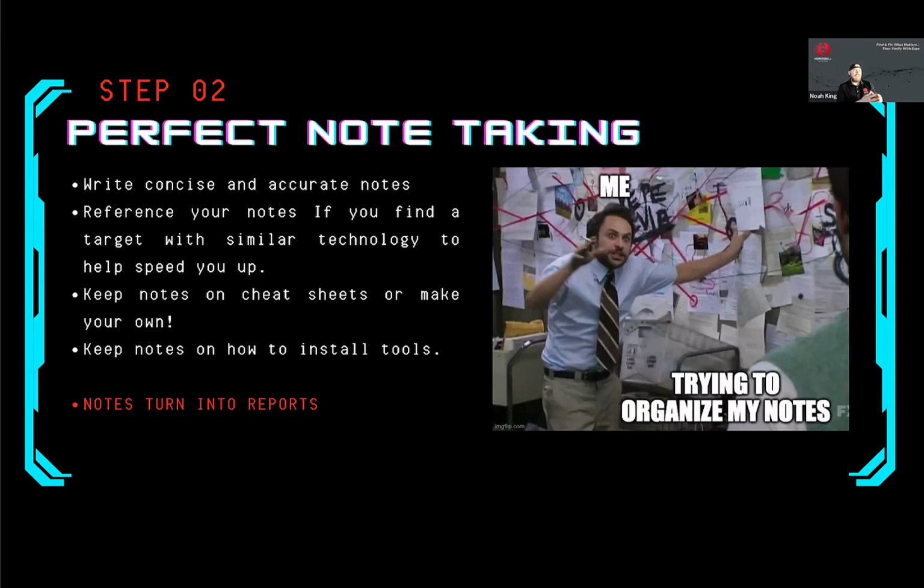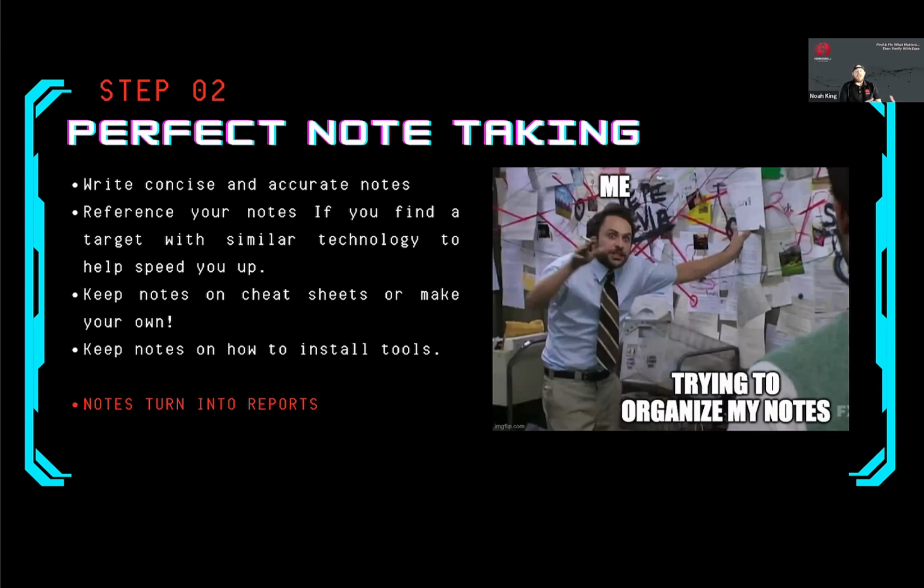What's helpful about that is if you take notes consistently in the OSCP lab, you have all of these notes from all these machines. You'll probably sometimes run into something similar. So if you exploit Apache on one machine, you might run into Apache again. And having notes to reference back to is super helpful. Reference your notes if you find a target with similar technology; that helps speed you up.